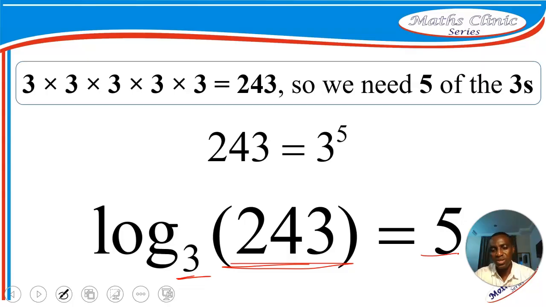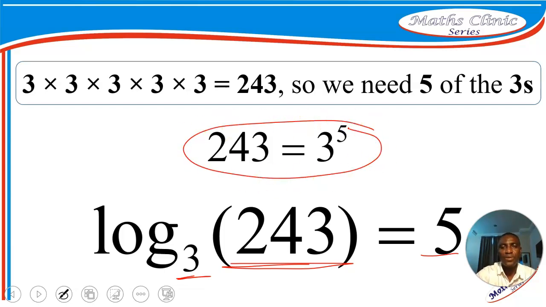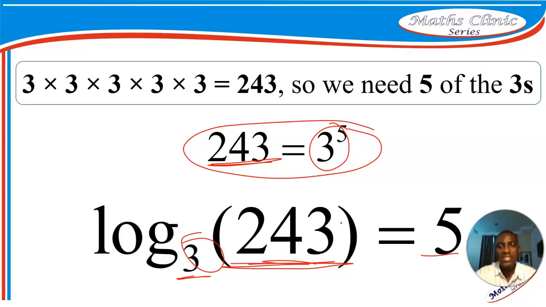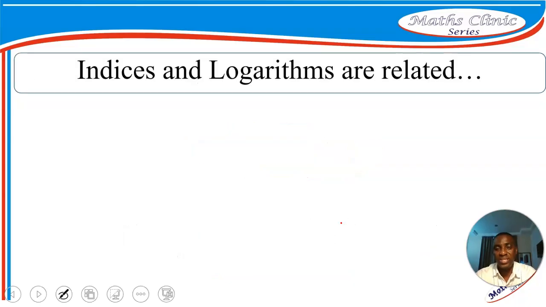Now we see that logarithm and indices are like friends. They are the reverse of each other. So this is an indices. That means if I multiply 3 five times, I get this value. And so the log of that value to the base 3 is equal to the 5 here. So like we said, indices and logarithm relate.